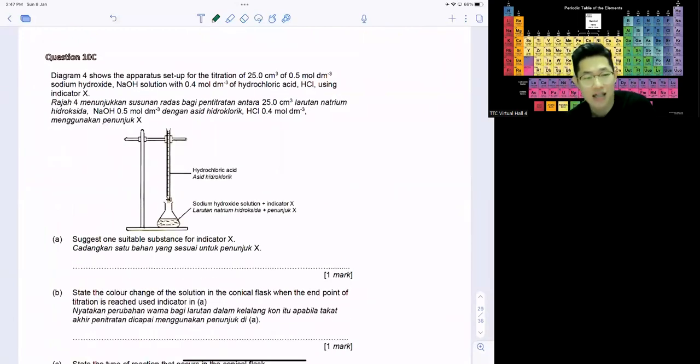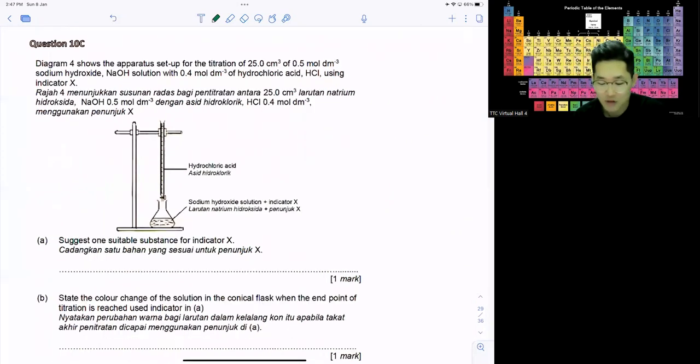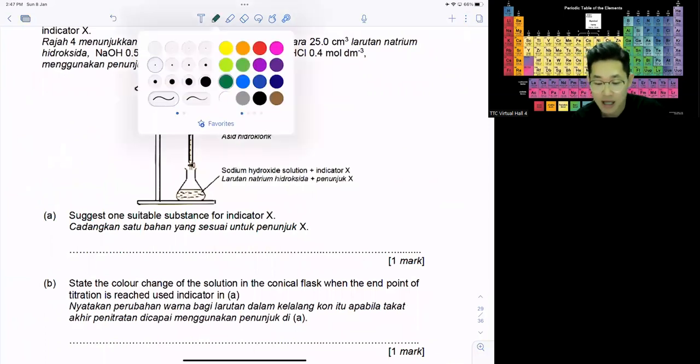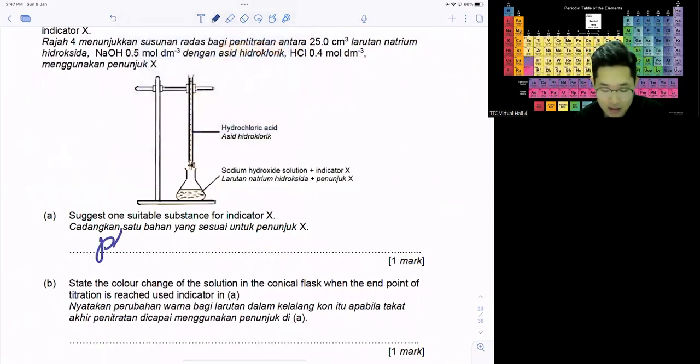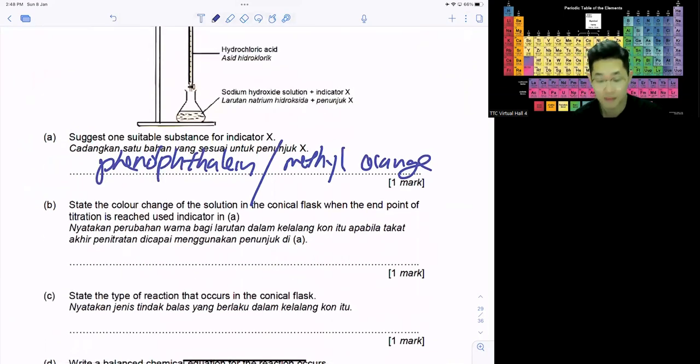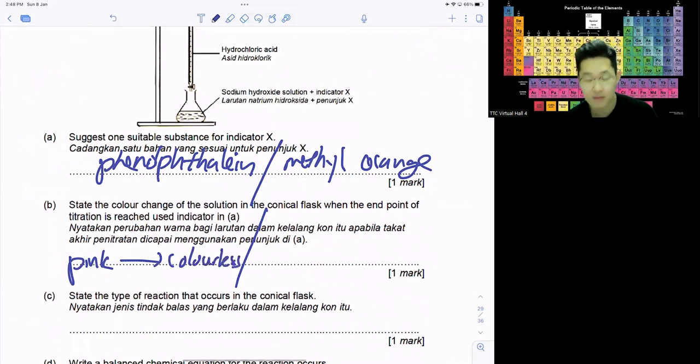10C is a titration. So for titration, I want to go through the indicator a bit. Indicators that can be used for titration can be phenolphthalein or methyl orange. Color change: phenolphthalein turns from pink to colorless. Methyl orange from yellow to orange.